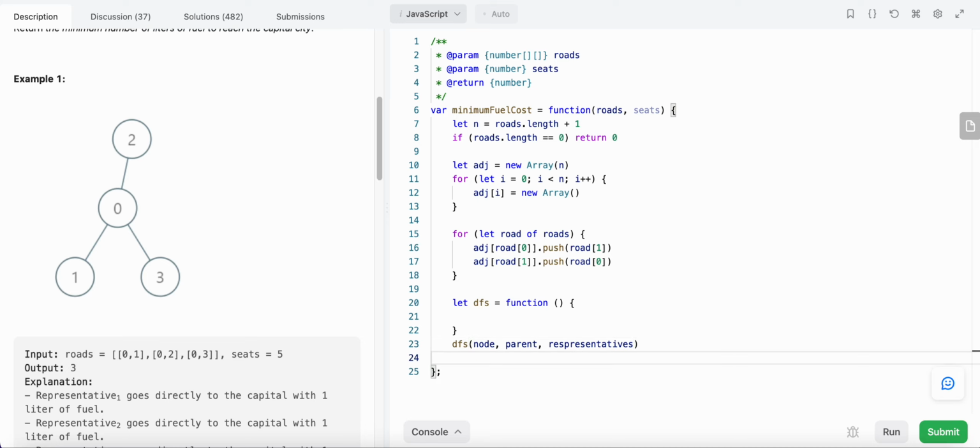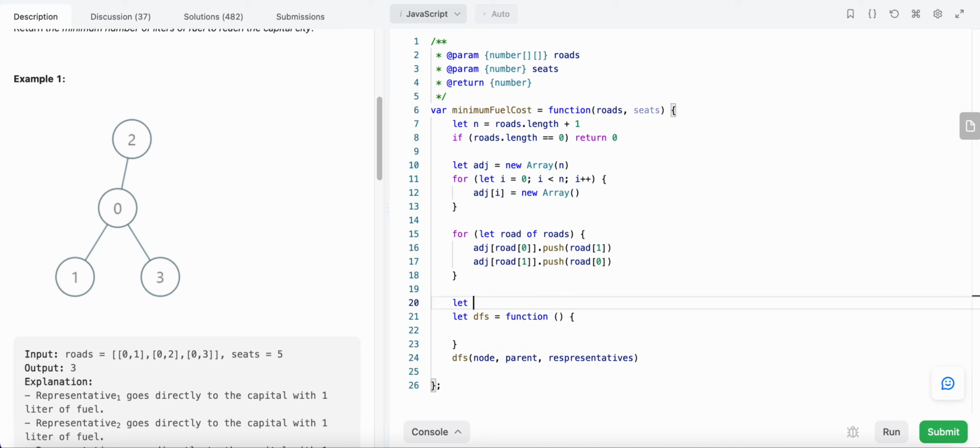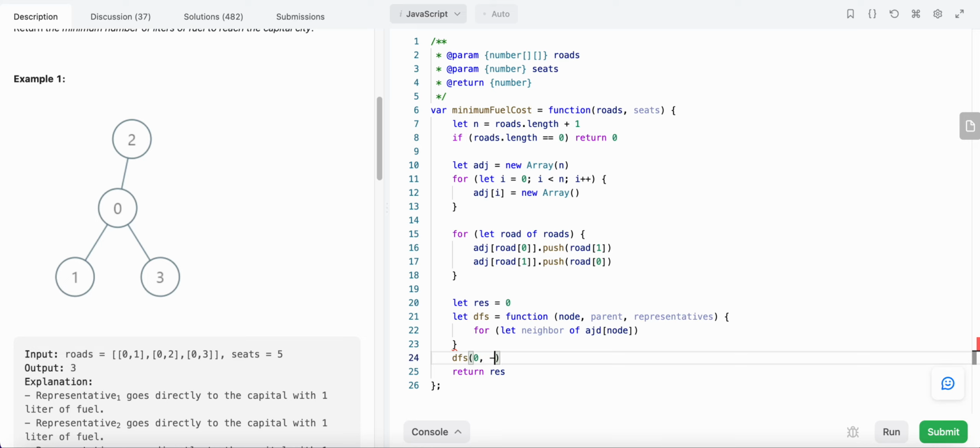All right, and then we will also need to store our result in an integer, so we are going to return that result at the end. Now for each of the neighbors of this node, okay, so we have our node, our parent, and the representatives. We are going to pass node 0, the parent of node 0 is -1, and the number of representatives so far we have encountered is equal to 0.